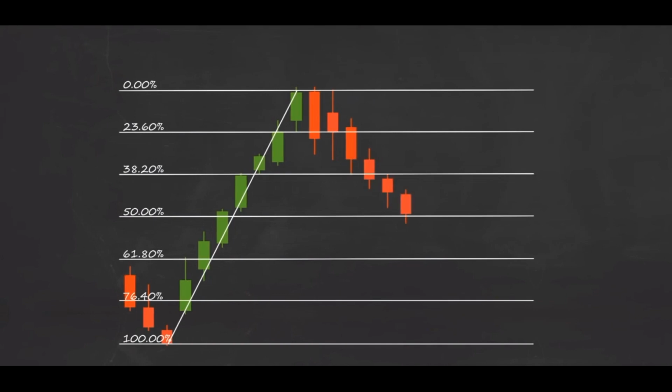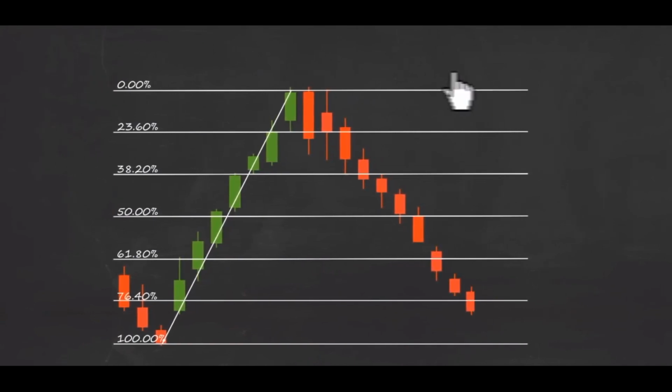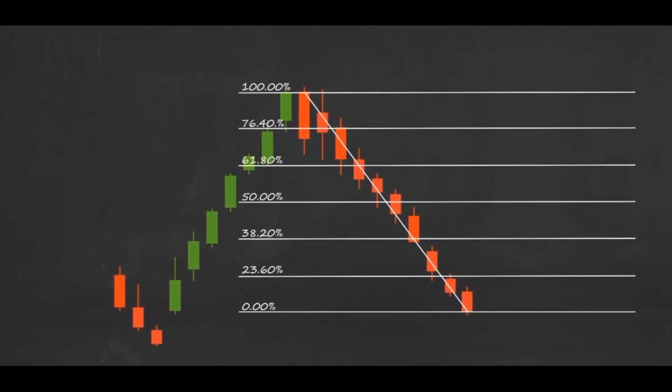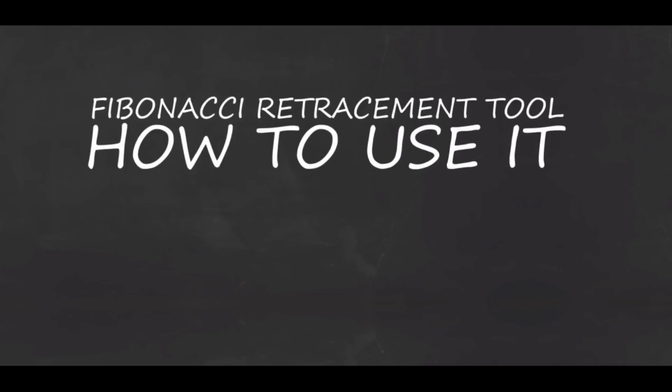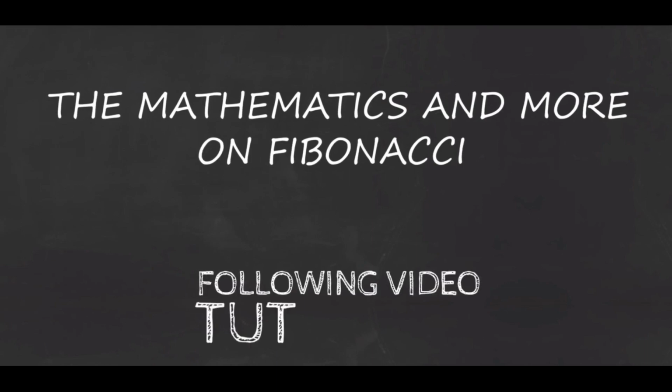If the price moves beyond the 50% level, it might be a signal a trend reversal is about to happen, and it may be an opportune moment for switching the direction of your next trade. In this tutorial, we will simply refer to the Fibonacci Retracement tool and how to use it. We will be explaining the mathematics and more on Fibonacci in following video tutorials.